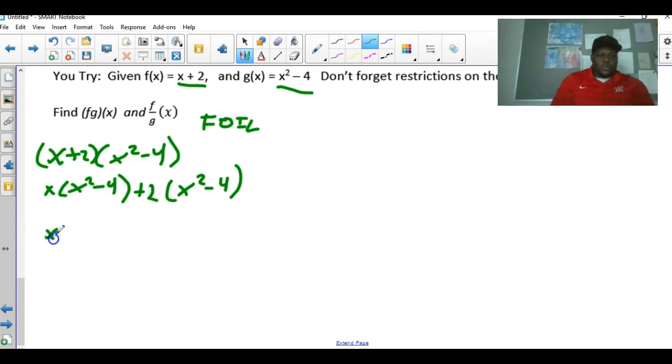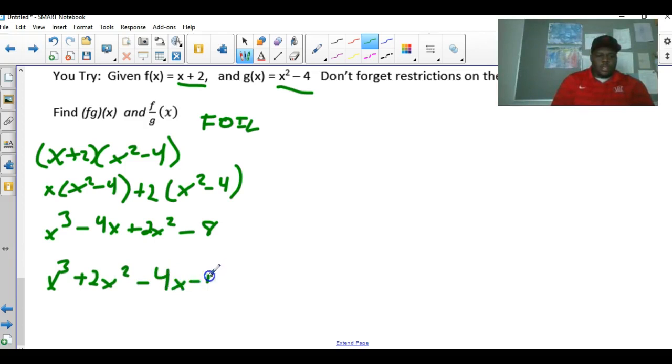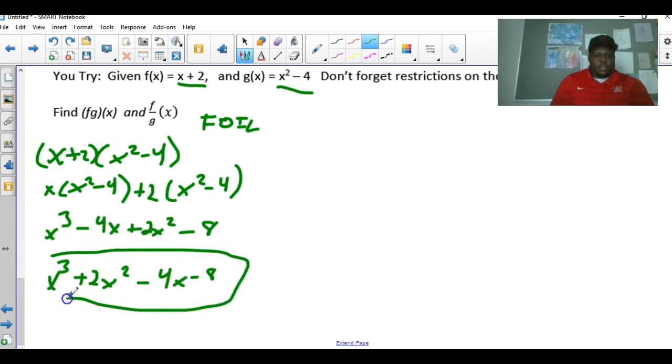You get x cubed minus 4x, and you get 2x squared minus 8. Now we put that in descending order in terms of the degree. So x cubed plus 2x squared minus 4x minus 8. There are no like terms, so this is your final answer. Oh, I almost messed up, minus 4x. I'm sorry, y'all. I messed that up, minus 4x minus 8. Anyway, there's your final answer.